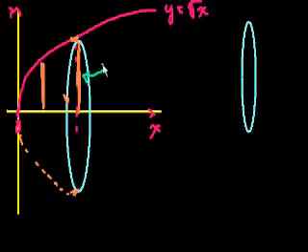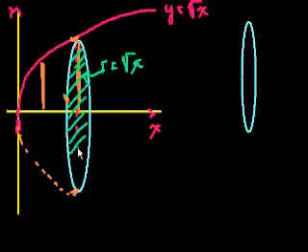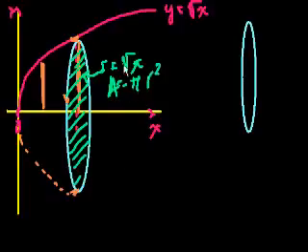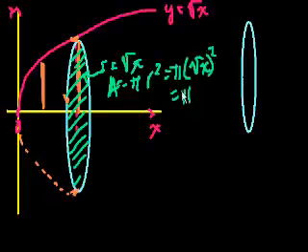So let me just write that. Radius is equal to square root of x. And so the area of that disk is going to equal pi r squared. The radius is square root of x, so it equals pi times square root of x squared, which equals pi times x. That's the area of each disk.